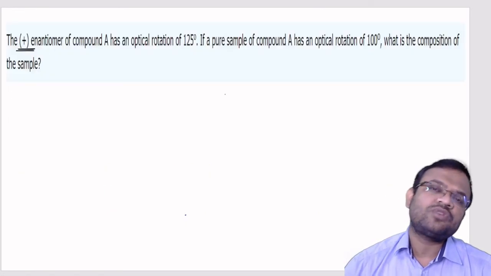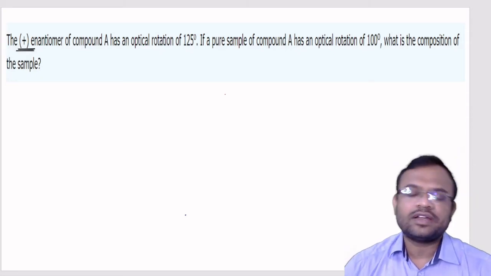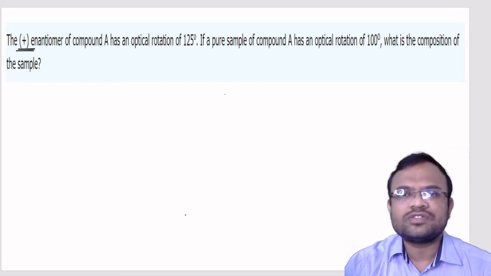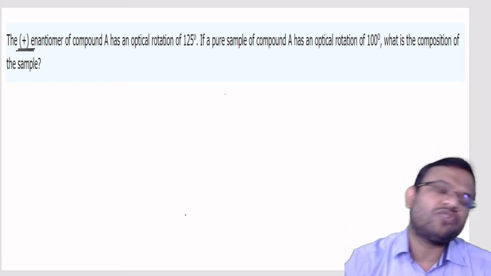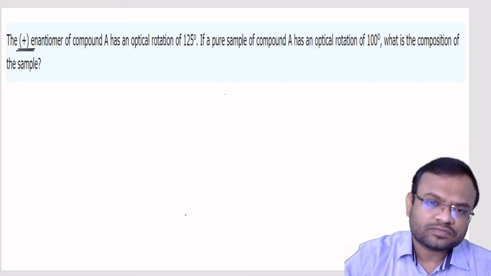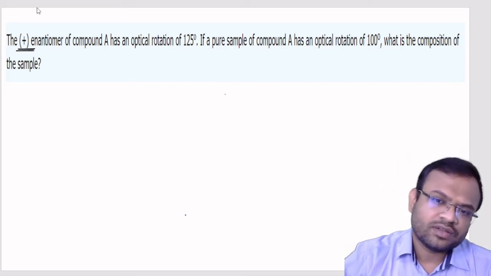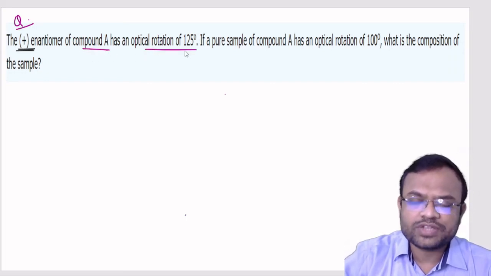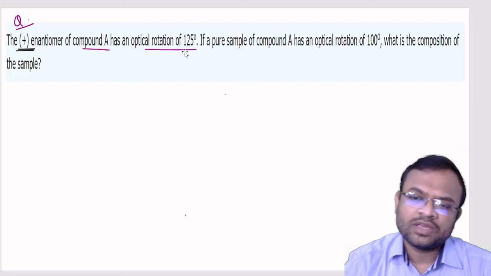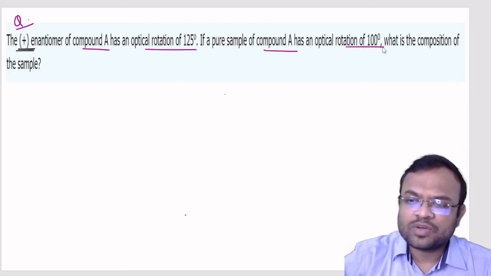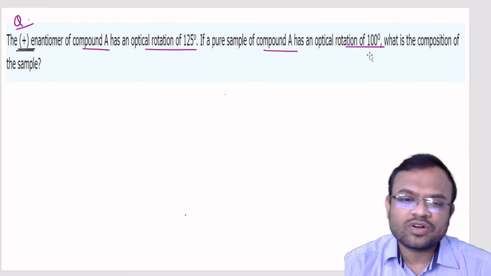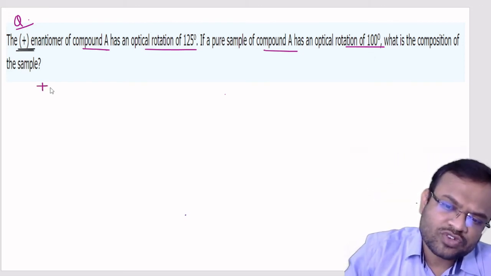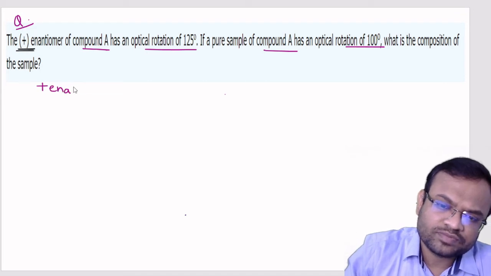I would also be talking about certain numericals that can be asked in different life science examinations, and these numericals would be based on the concept that we have already studied. For example, there is this question: the positive enantiomer of compound A has an optical rotation of 125 degrees. If a pure sample of A has an optical rotation of 100, what is the composition of the sample? Now this positive enantiomer's rotation has been given to you.